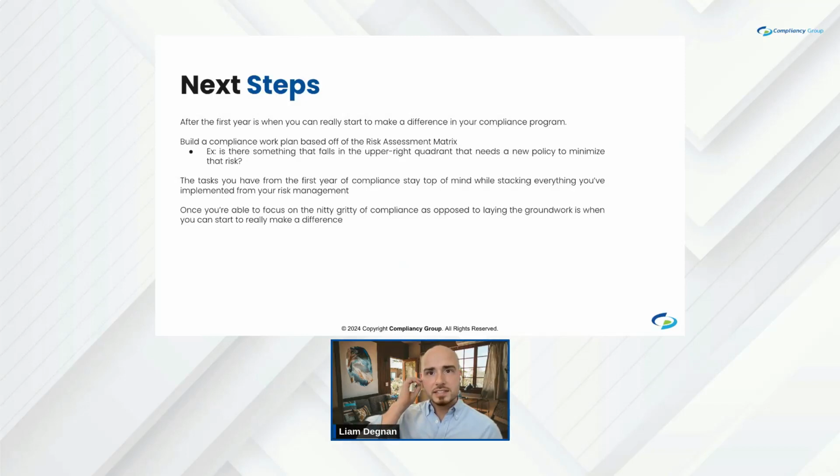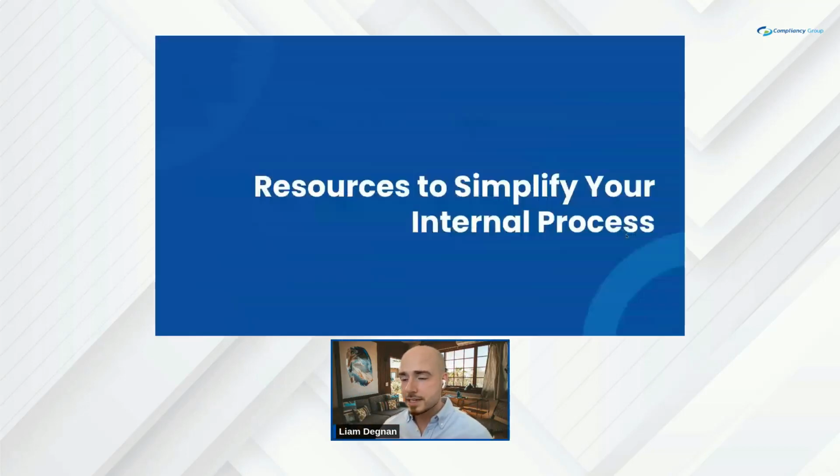If you never get to that stage of enhancing the program, you'll feel like you're underwater indefinitely. So sometimes really buckling down, focusing in on the areas that you need to focus on, completing those assessments, identifying your needs from policies, identifying your high areas of risk, is a powerful way to begin prioritizing and making this a little bit easier.